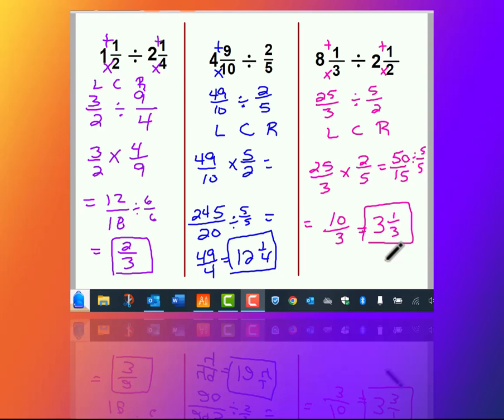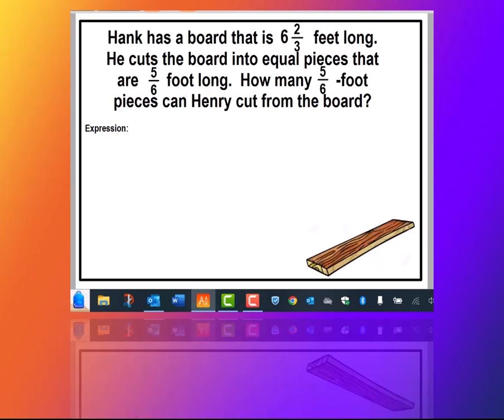If you got those wrong, pause the video, look at the work, and see if you can find where your mistake was. If you did good, then let's move on. Okay, now we're going to try a couple of word problems.